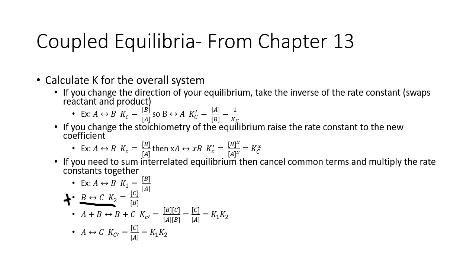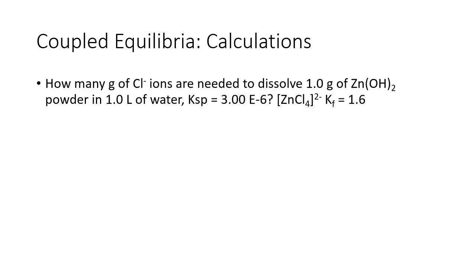Okay, so let's apply this. All right, so let's try a coupled equilibria calculation. How many grams of chloride ions are needed to dissolve 1.0 grams of zinc 2 hydroxide powder in 1 liter of water? So we have a KSP of 3 times 10 to the negative 6th, and we have a Kf for zinc chloride of 1.6.